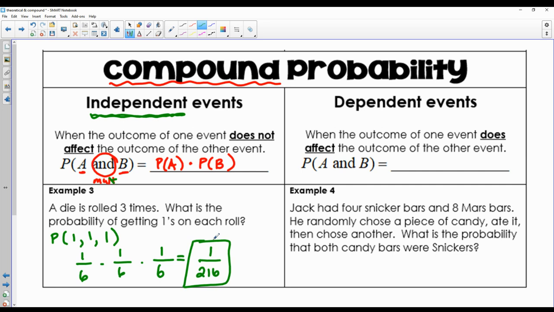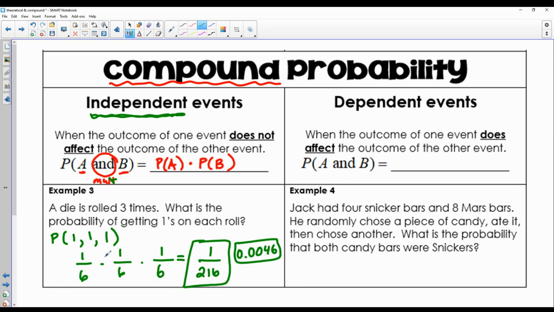You could also put it into your calculator. 1 divided by 216 is 0.0046. So basically, it's a 0.5%. 0.5%, not very big. Okay, so those are when our events are independent. You're just going to multiply them together.